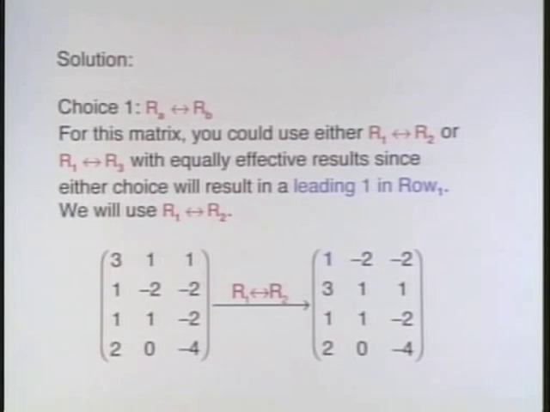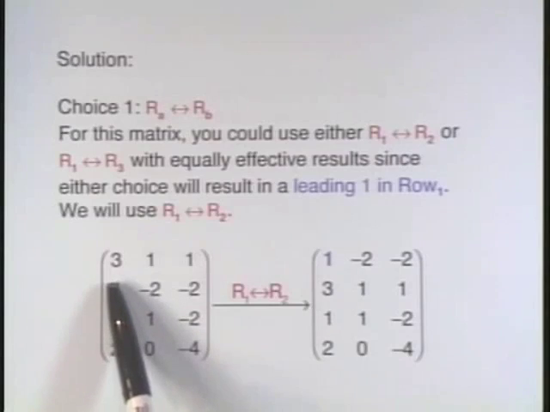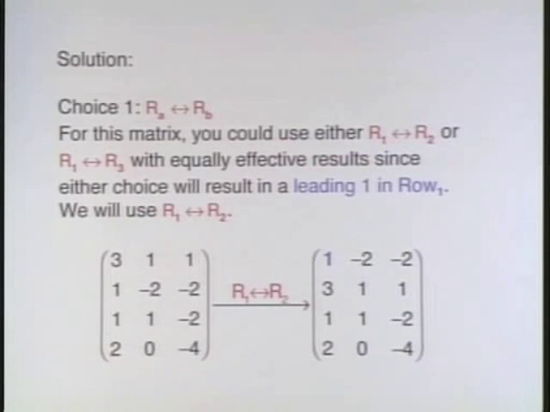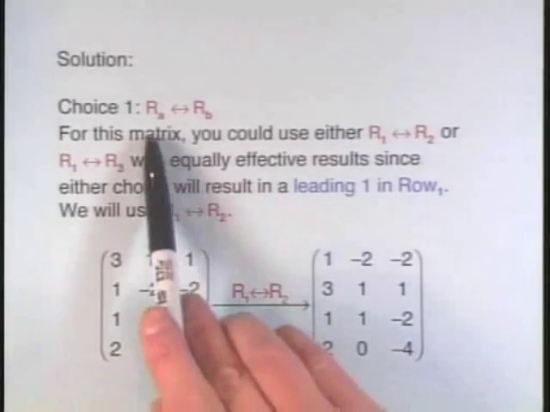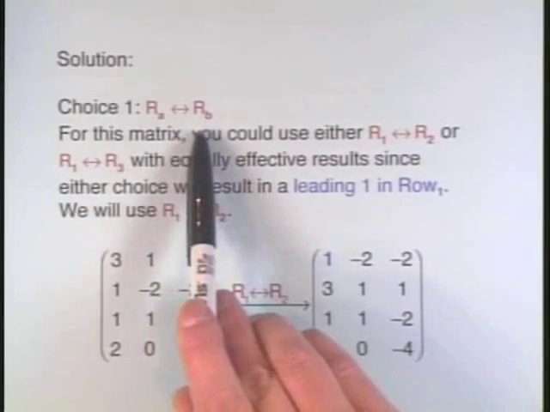First, you need a leading 1 in row 1. You have 3 choices of how you will create that leading 1. You may use any of the 3 row operations: row A switch with row B, a constant times row A, or row B plus a constant times row A. We're going to look at choice 1 being row A switch with row B.